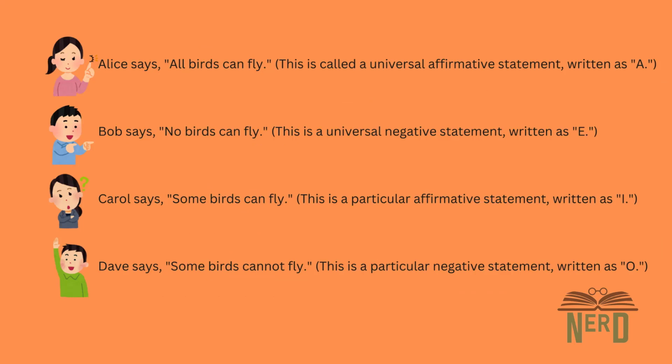Imagine you have a group of four friends: Alice, Bob, Carol, and Dave. They each have different opinions about whether all birds can fly. Here's how their opinions are organized. Alice says, all birds can fly. This is called a universal affirmative statement, written as A. Bob says, no birds can fly. This is a universal negative statement, written as E. Carol says, some birds can fly. This is a particular affirmative statement, written as I. Dave says, some birds cannot fly. This is a particular negative statement, written as O.